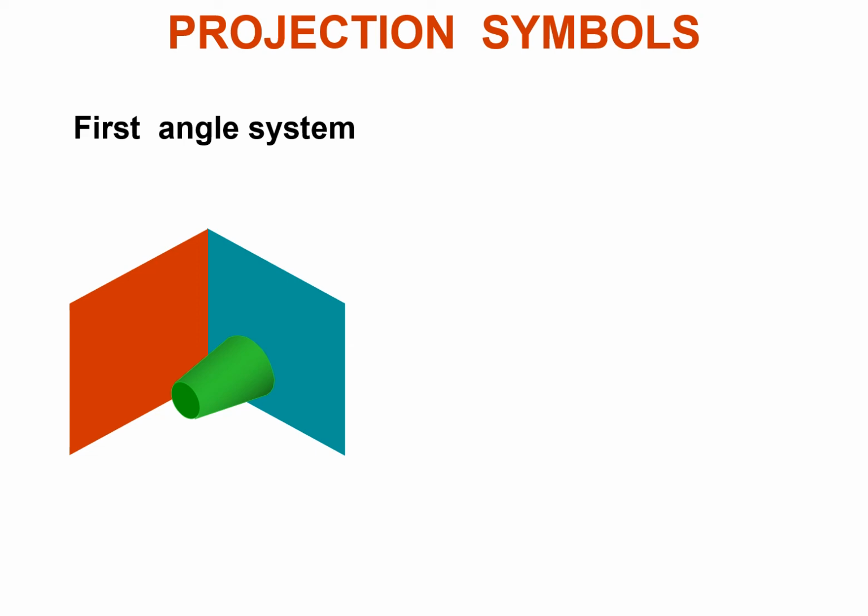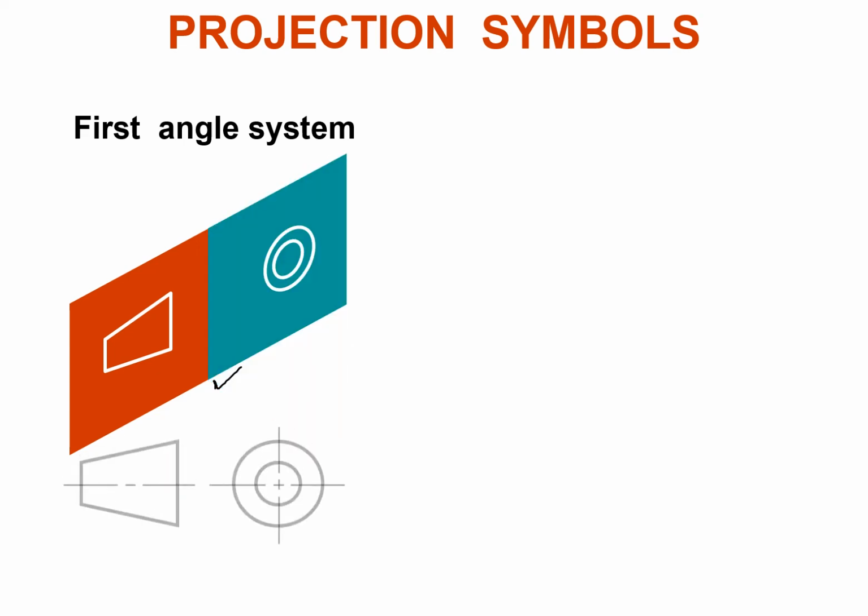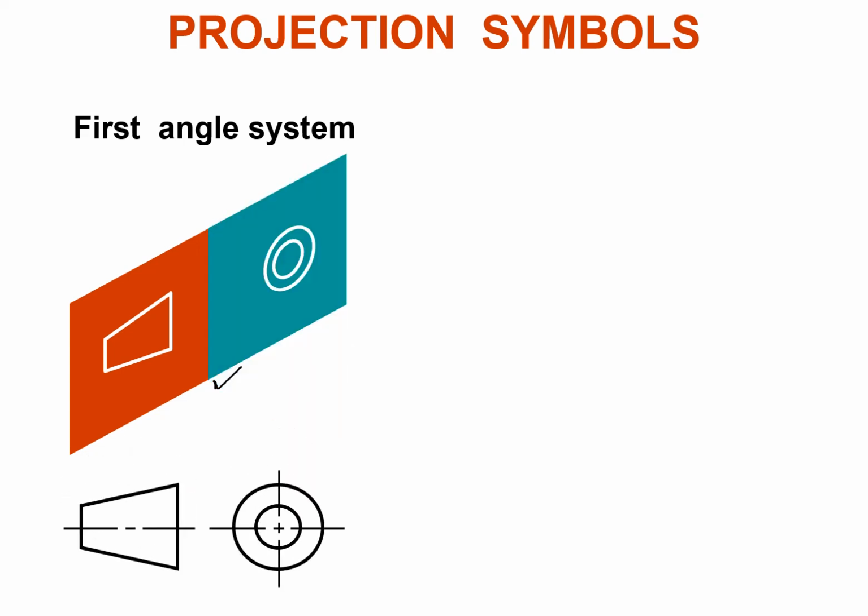And for that symbol, we will use a truncated cone. We take a truncated cone, place it in the first quadrant, draw its two views, and what we get is the symbol for the first angle projection system. So this will be the right side view, and this will be the front view of our projection system. Then we will unfold that, and this is what we will get. This will be our symbol for the first angle projection system.